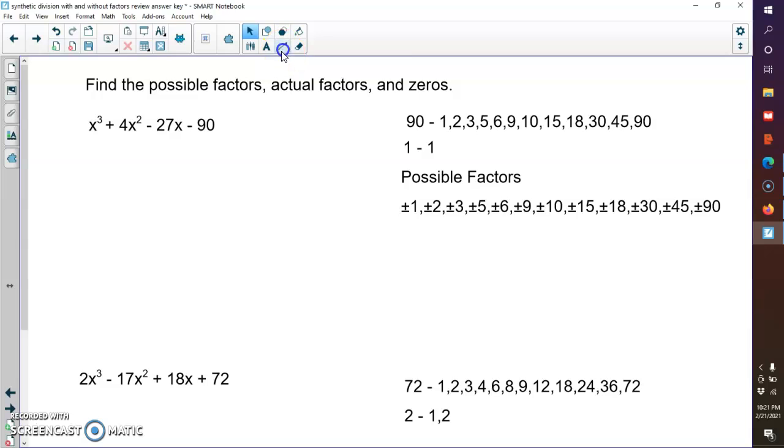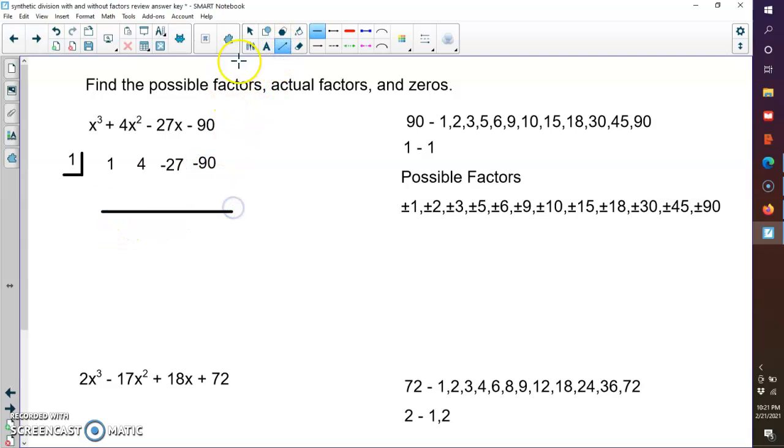So I'm going to start with my box. And the first number I'm going to go with is always 1. Okay. And now I'm going to do my coefficients. 1, 4, negative 27, and negative 90. My 4 coefficients. Line down here. And let's start.